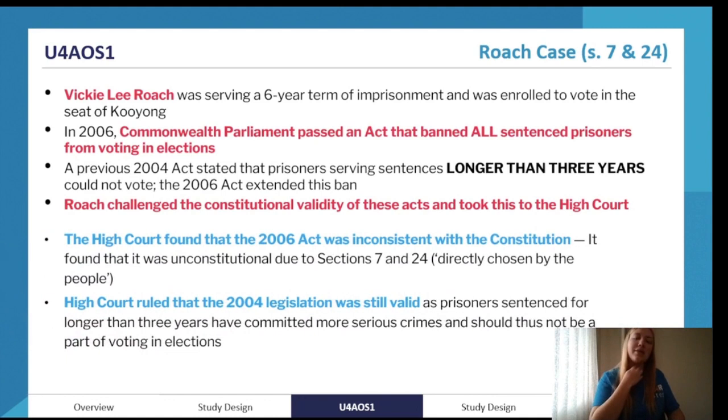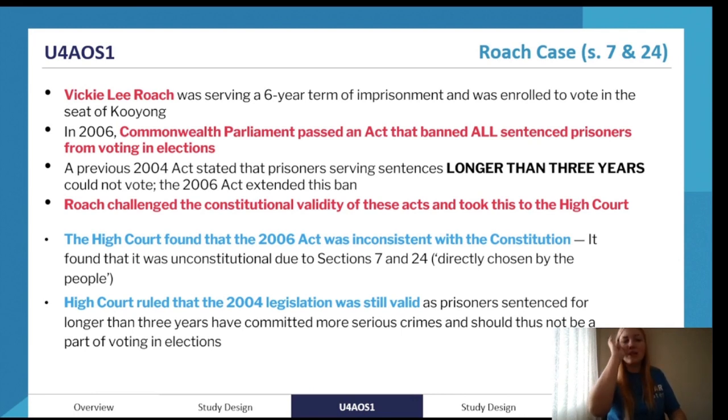So there is a case that you are required under the study design to know with regards to Section 7 and 24. It is called the Roach Case. And I have a really great breakdown for you as well of what was happening in this case, if you haven't studied it yet. So Vicky Lee Roach was serving a 6-year term of imprisonment. Vicky was actually convicted and was enrolled to vote in the seat of Kooyong, like vote for elections.